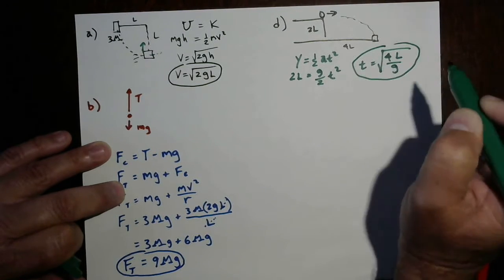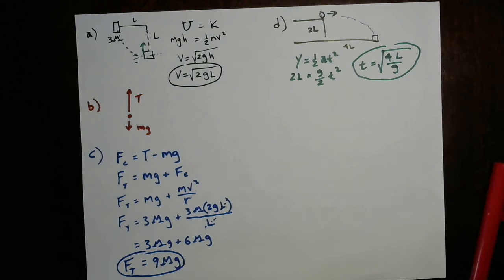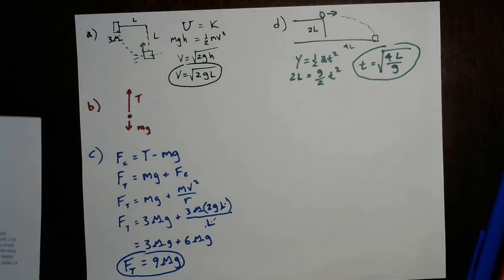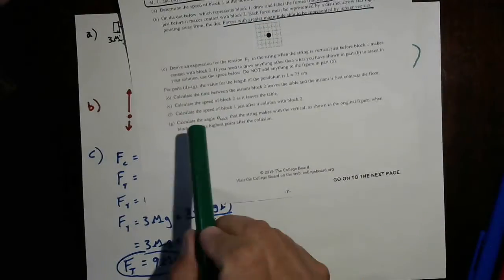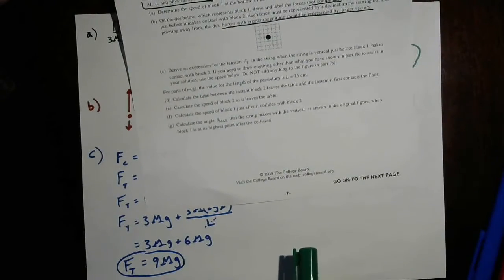That's how long it's going to take to hit the floor. And since we know it lands a distance 4L away, then we're going to be able to figure out how fast that block was going. Well, let's see if that's what part E is. Part E, calculate the speed of block 2 as it leaves the table.